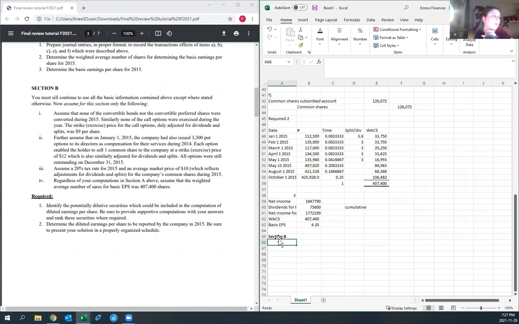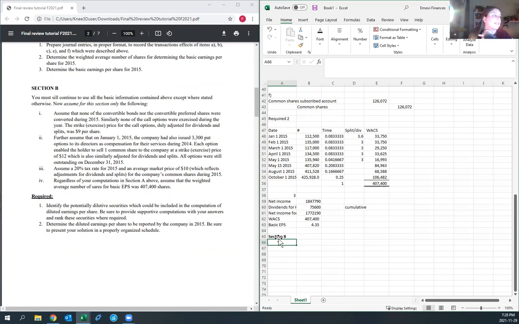Further, assume that on January 1st, 2015, the company had also issued 3,300 put options to its directors as compensation for their services during 2014. Each option enabled the holder to sell one common share to the company at an exercise price of $12, which is also similarly adjusted for dividends and split.